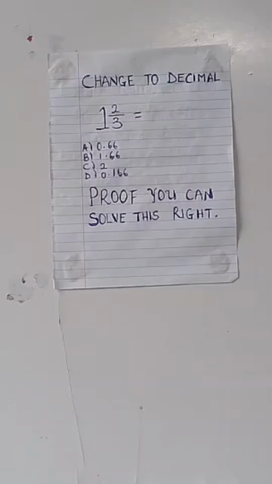We have options A to D. So this is a mixed fraction. We have different types of fractions: the proper and the improper, and also the mixed fractions. So change this mixed fraction to decimal. After solving, you check the answer in the options to know if your answer is in the options given.